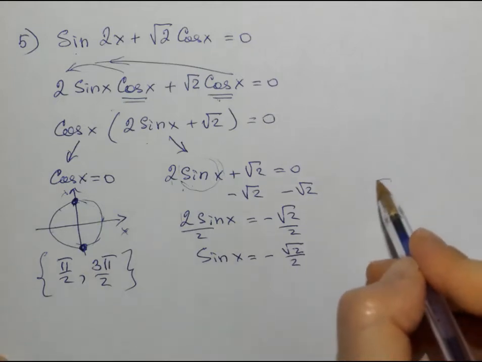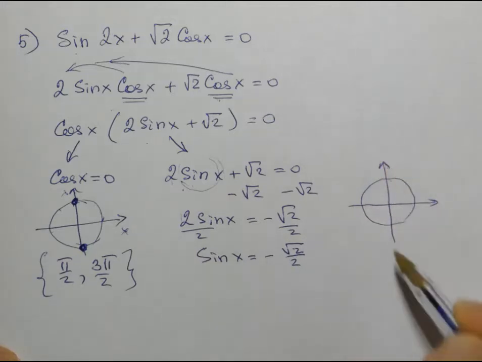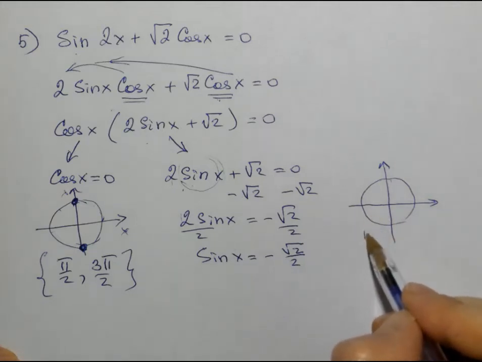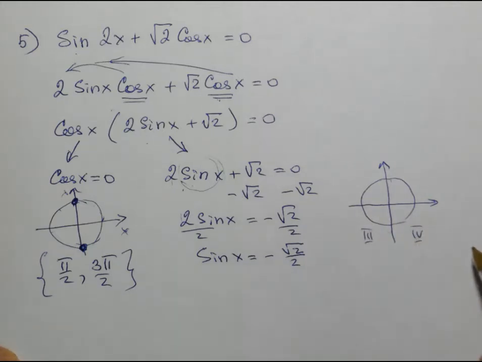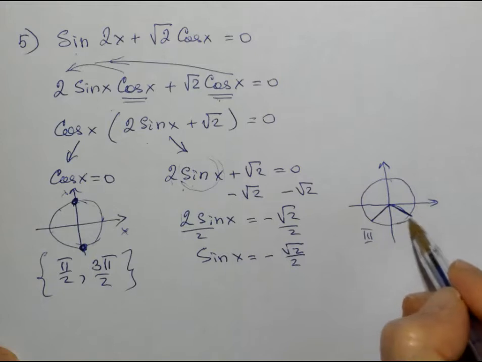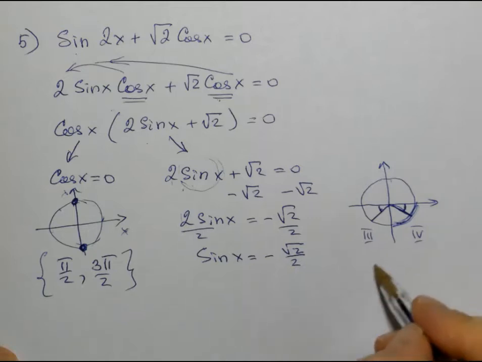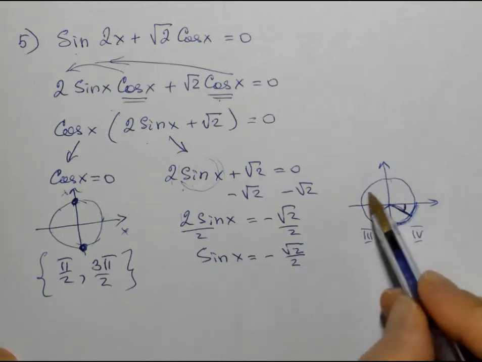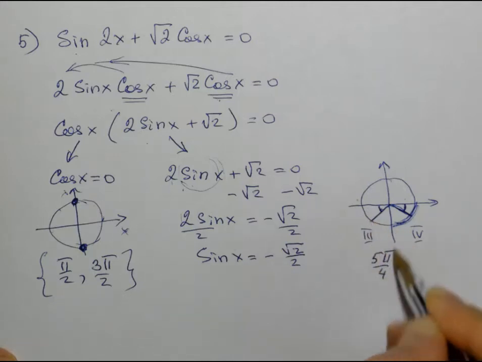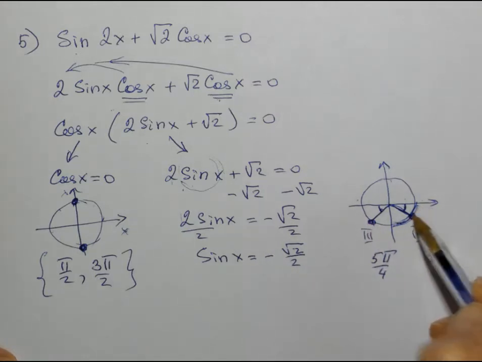And now let us look at the unit circle, where we have the values of sine equals negative square root of 2 over 2. Sine is negative in the third and in the fourth quadrant. Negative square root of 2 over 2 is a special angle, 45 degrees. So the reference angle is 45 here and here. So we have pi plus pi over 4, or 5 pi over 4 here, and 2 pi minus pi over 4.